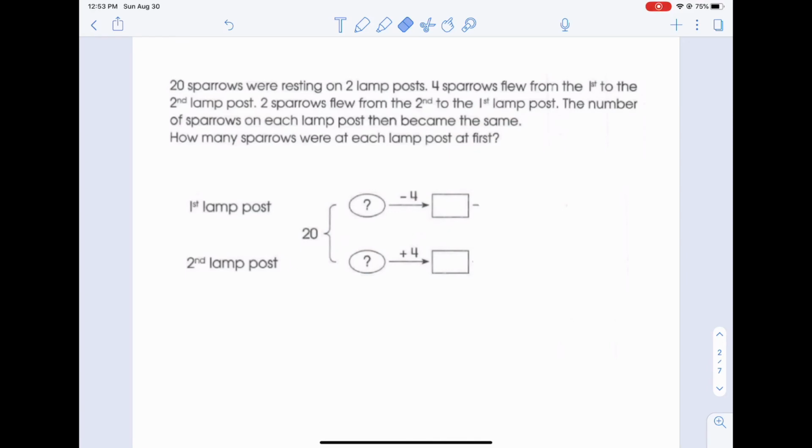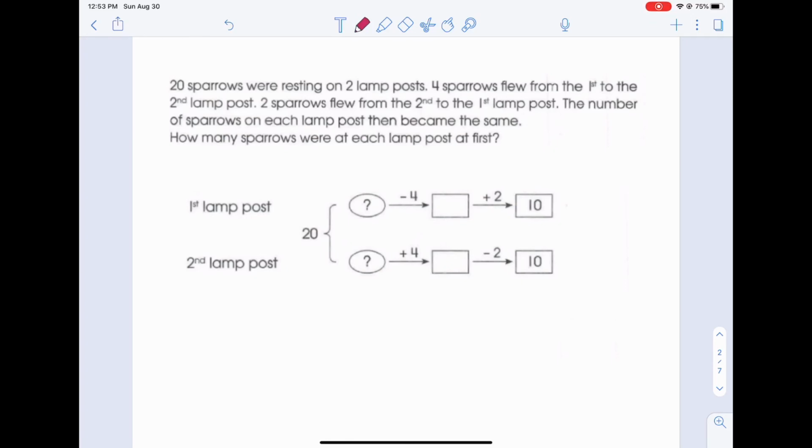second lamppost, yes. And we know that each sparrow number that we end up with is the same for both the first and the second lamppost. So we set it up, right? We did minus 4 and plus 4, minus plus 2 and minus 2, and then we do our operations, and we end up with 10 on each.